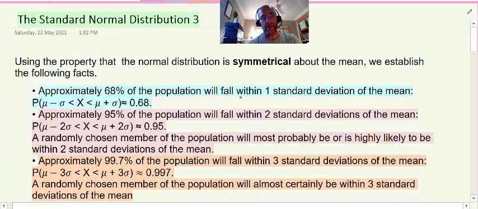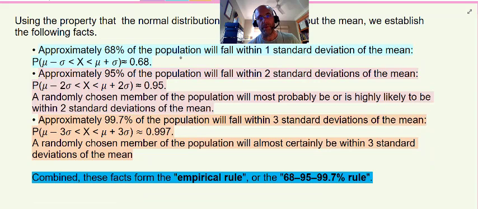Alright, part 3 of the standard normal distribution. We're looking at properties of the curve, of the graph, of the distribution. And they're due to the symmetrical nature of the normal distribution about the mean. It can be established that approximately 68% of the population will fall within one standard deviation of the mean in a normal distribution.